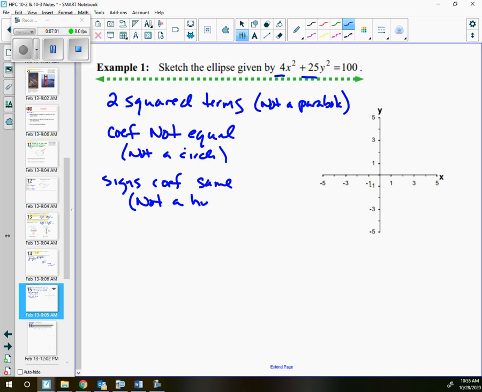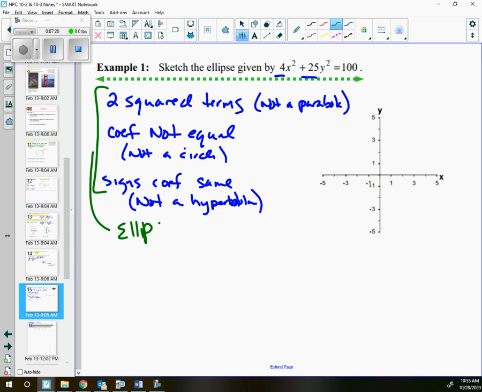If you remember the hyperbola formula, one of them is positive, one's negative. So when I look at an equation like this, that's what I'm looking for. And we're going to spend some more time on that when we get to the next section as well. So all this tells me together that this must be an ellipse.